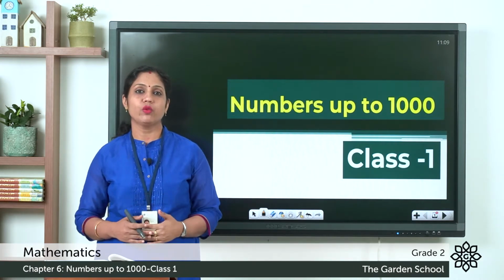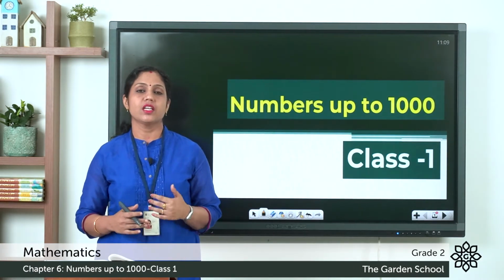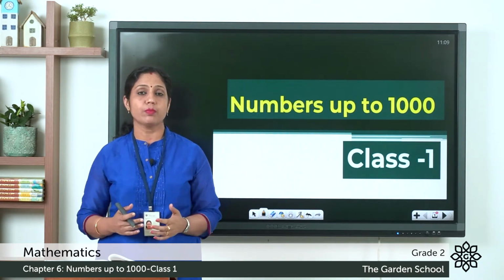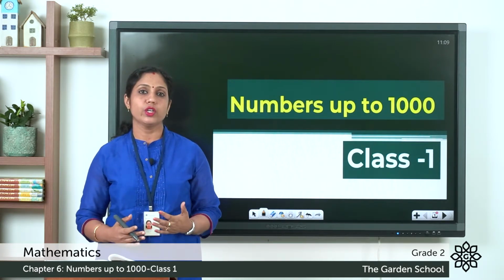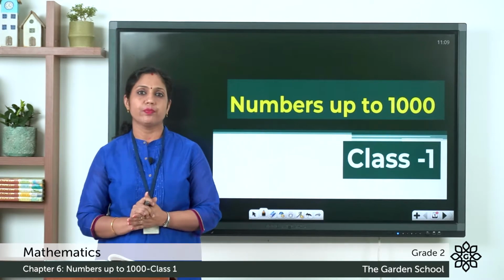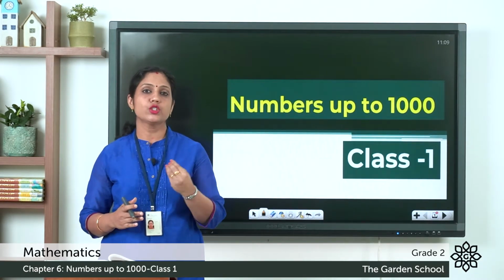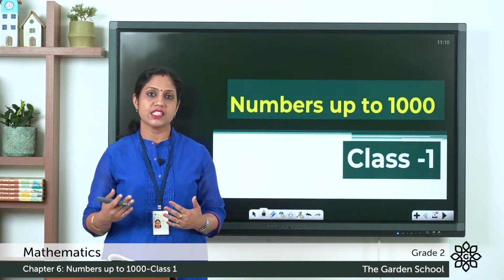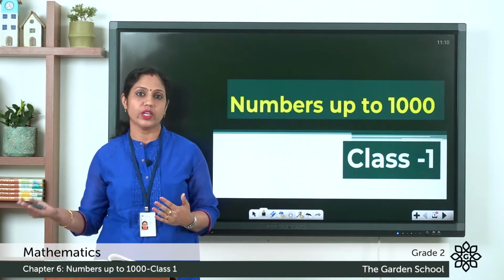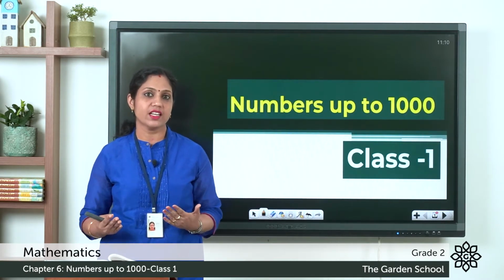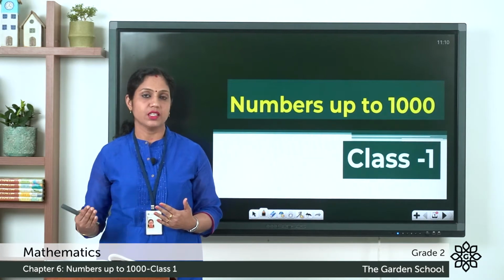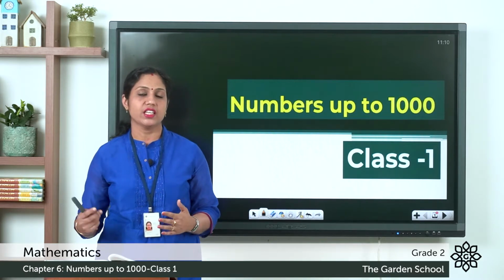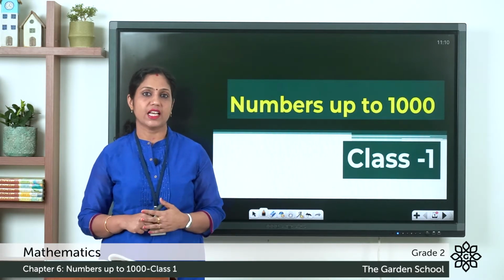Today in Maths, we are moving on to our next chapter, chapter 6, numbers up to 1000. We have already learned in our first chapter numbers till 200. Here we are going to learn the numbers up to 1000. We all know the numbers from 1 to 100. How is it? 1, 2, 3, 4, 5, 6, 7, 8, 9, 10 and so it goes. And after 10, what is the next 10? It is 20. Then 30, 40, 50, 60, 70, 80, 90. We have all learned this in our previous classes.